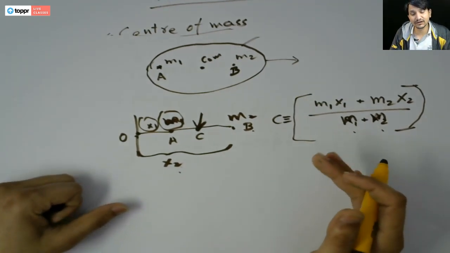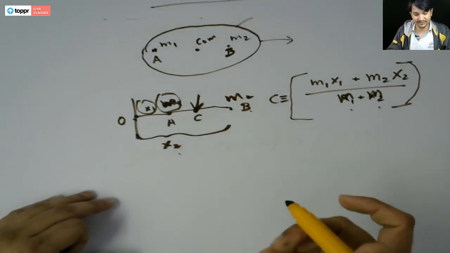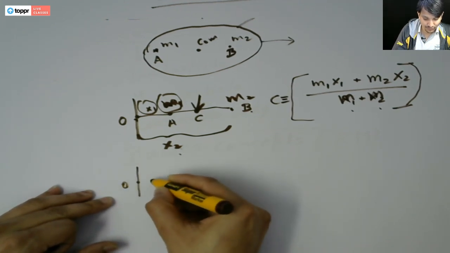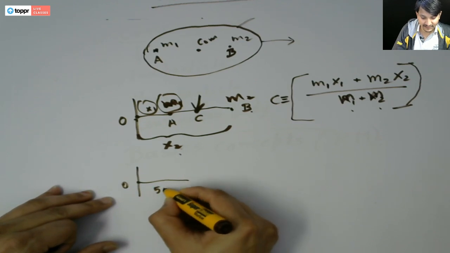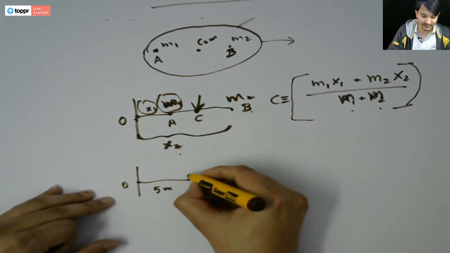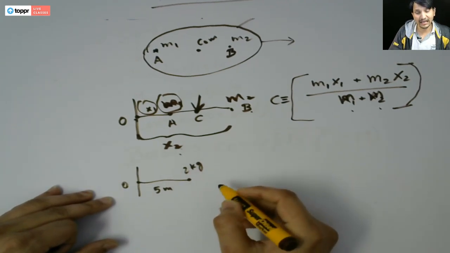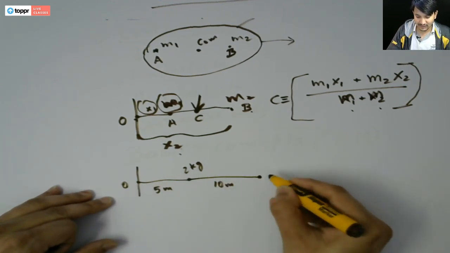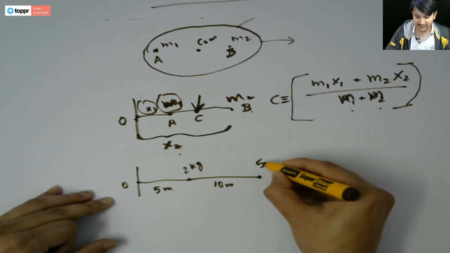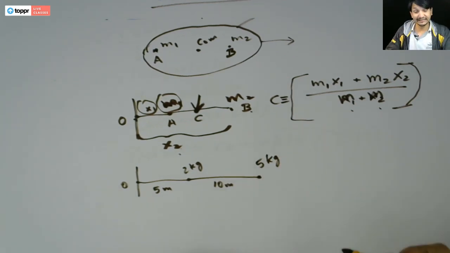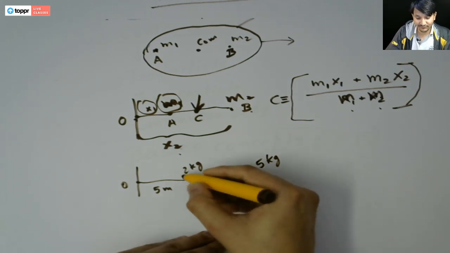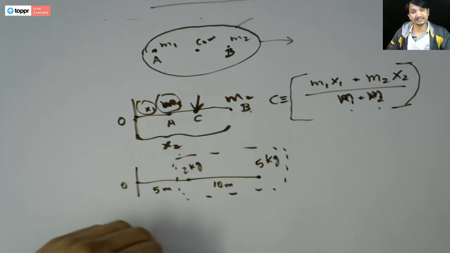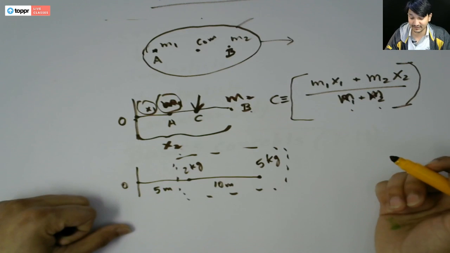Let us try and work out an example problem for this. Let's say from a point O, 5 meter distant is located a point mass of 2 kg and another 10 meters, that means from O another point is located which is 5 kg in mass. Then what is the center of mass of these two particle mass system, say two particle system?